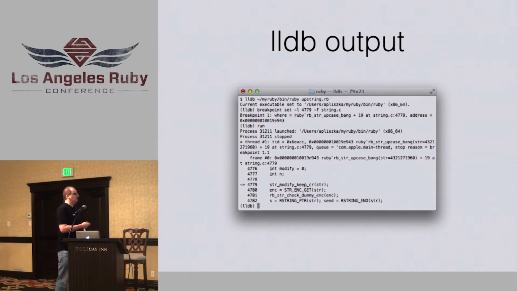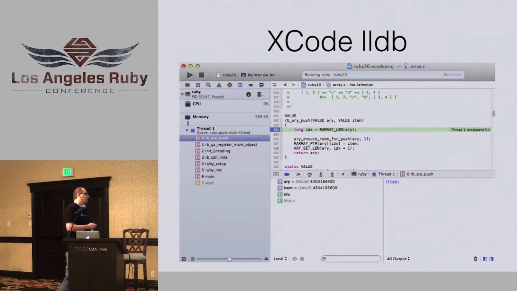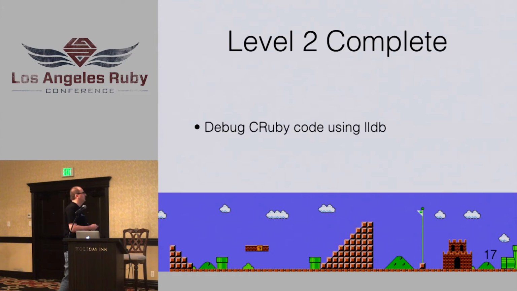This is also good for cases when you have, let's say, segfaults in production. This allows you to actually debug and figure out what's going on. You can even use Xcode to debug your CRuby code. This is an example. I think we are debugging array push, a hash push here. Okay, so now we have CRuby and we have the debugger set up.